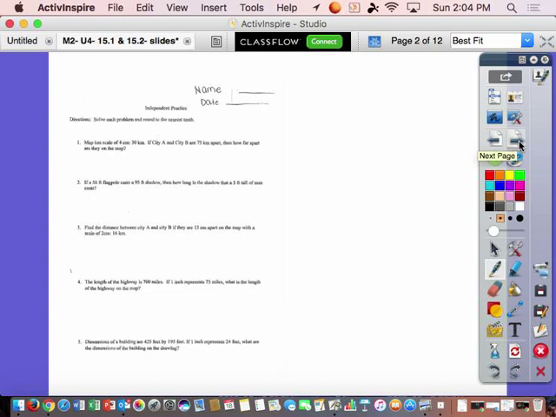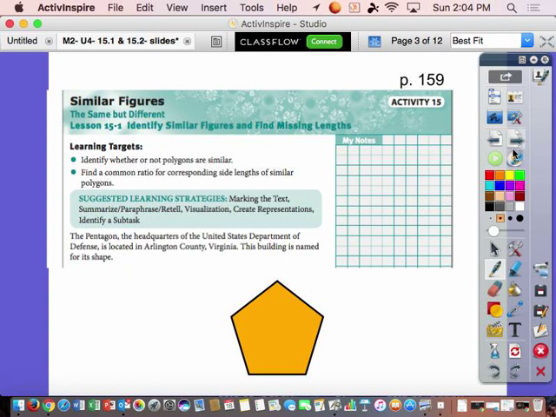Surely you've already gone over this welcome work. I put this slide in here because I know you've already copied it down from the board that we went through. So I'm going to move on to the next slide and get right into it. Similar figures. I'm on page 159. Hopefully you brought your book today.